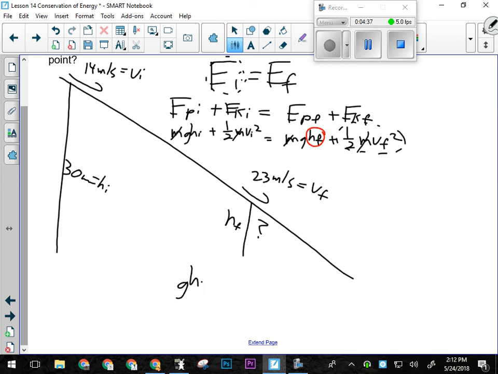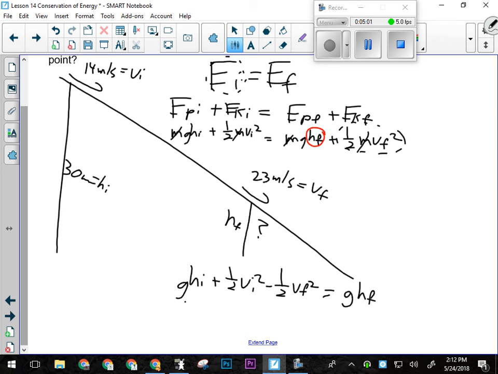So I'm going to move my next step down here. I'm going to have g hi plus 1/2 vi squared, because I've canceled the masses, minus 1/2 vf squared equals g times hf. All right, that's what I have left. I've subtracted the final kinetic energy over to the other side. I still need to get HF by itself. What do I do with g?